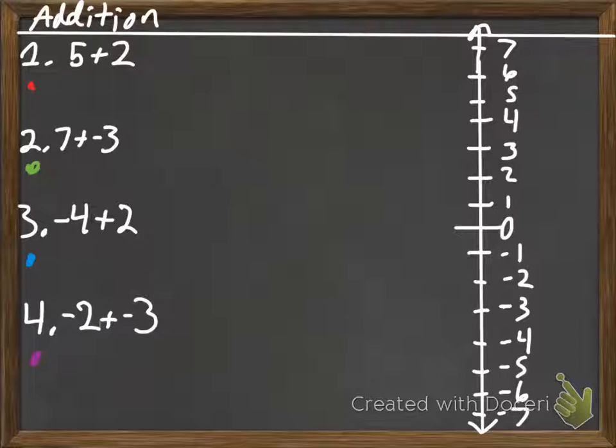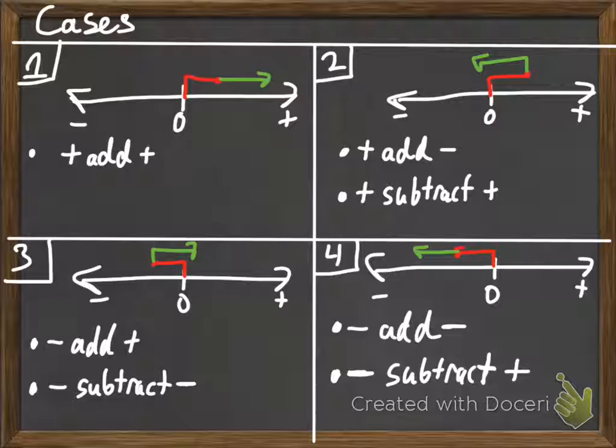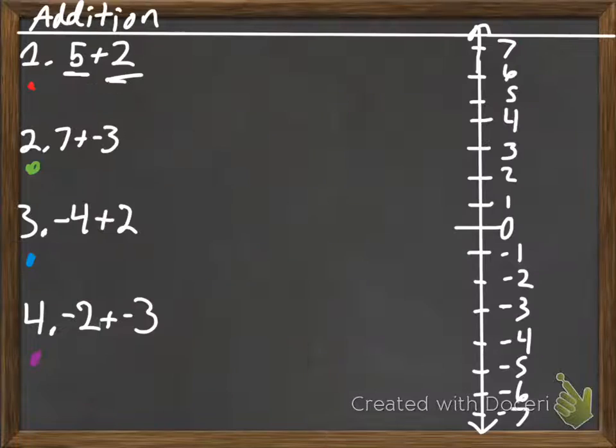Addition. Number 1, we have 5 plus 2. So if we look back at the cases, we have a positive and adding a positive. So a positive adding a positive is case 1. So that means it's going to get bigger. And if we look at our number line, I'm going to put this in red. So we start at 5, and then we're going up 2. So 1, 2, so that is 7.